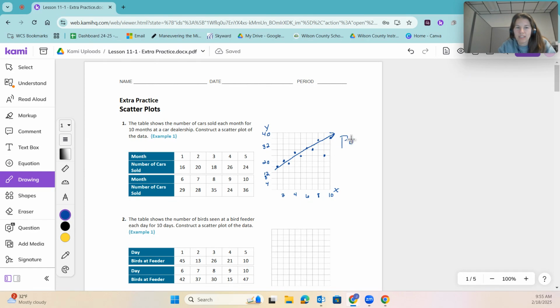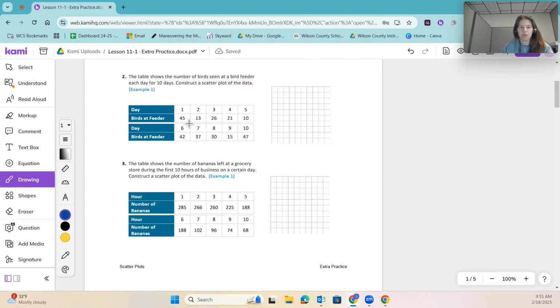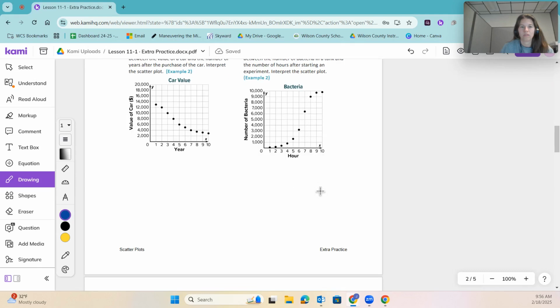So this would be positive. We also can see here that we might have a little outlier here. And this is a linear association. It is positive and it is pretty linear with the exception of that outlier. But when you're determining positive, negative, or linear, we ignore that outlier when we're determining those things. You've got two more down here where you can plot those points and determine those associations.